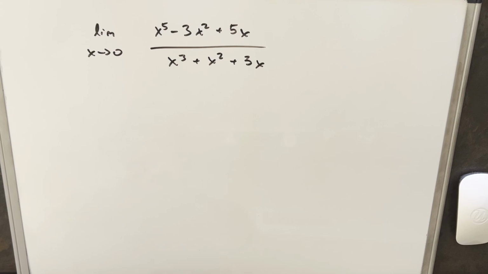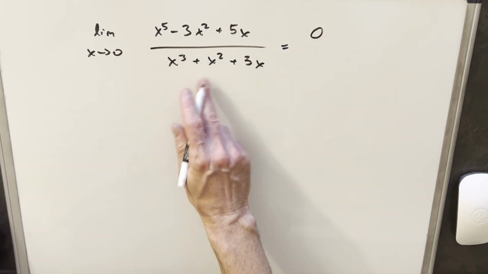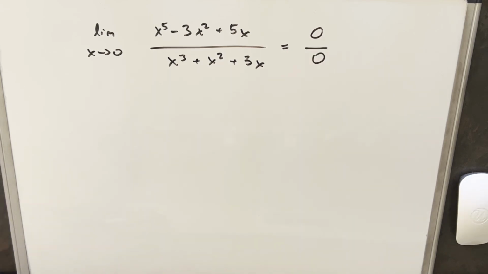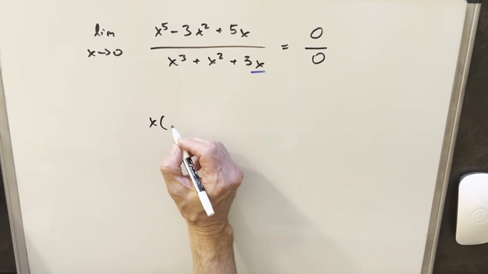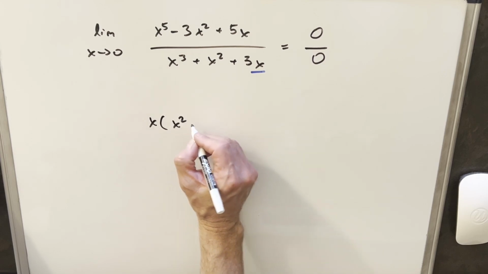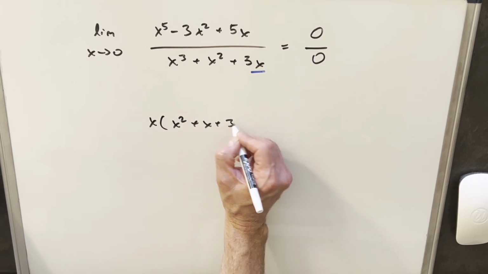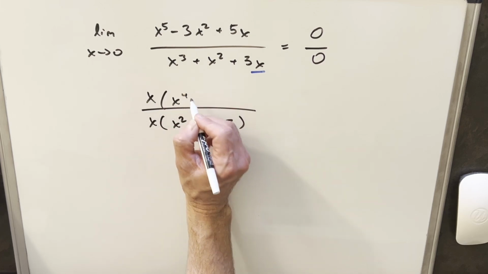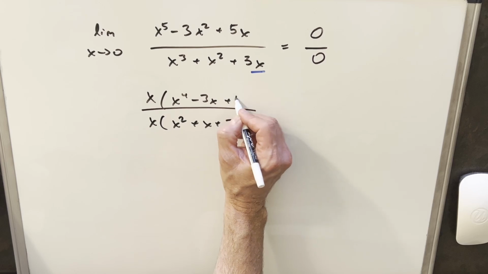Okay, last problem here. So again, we plug in 0 to the numerator, and we're going to have 0. We plug in 0 here to the denominator, we also have 0. So we've got an indeterminate form. What I'm going to do, just recognize we have an x here. I'll factor an x out of the numerator and denominator. So let's see what we get. This denominator is going to be x over x squared plus x plus 3. And then the numerator, we have our x that we're going to pull out, and we're going to have x to the 4th minus 3x plus 5.